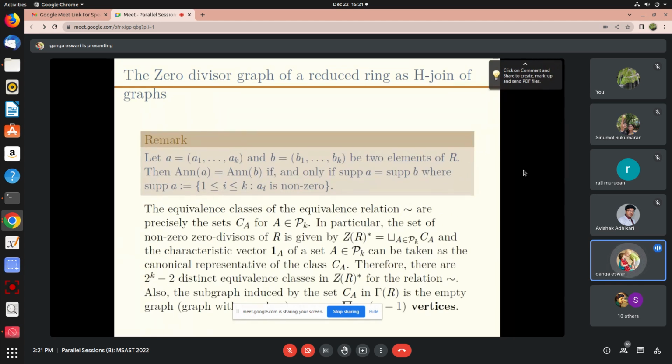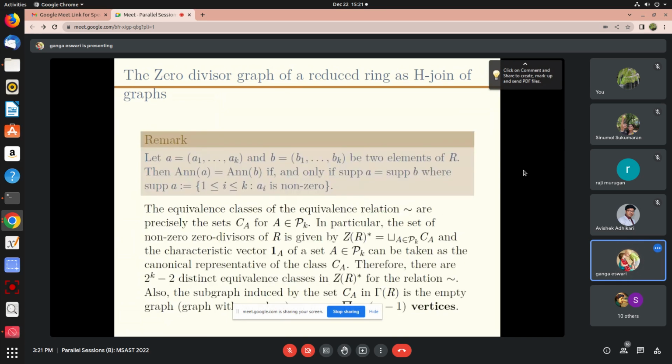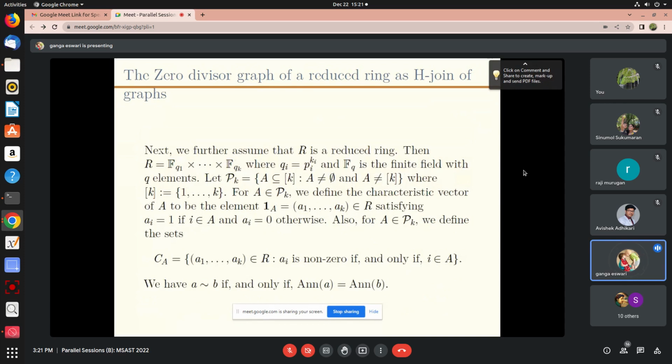We also proved that the annihilator of A equals the annihilator of B if and only if the support of A equals the support of B, where the support of A is nothing but the collection of positions where A is non-zero. We define the equivalence relation. Clearly, we note that the equivalence classes are nothing but these C_A's.